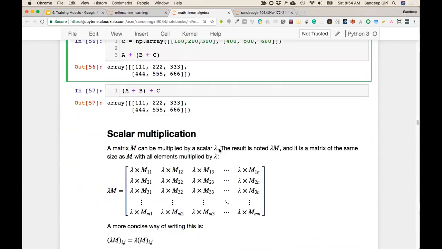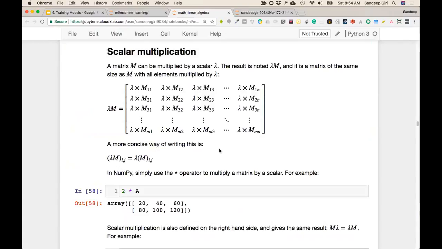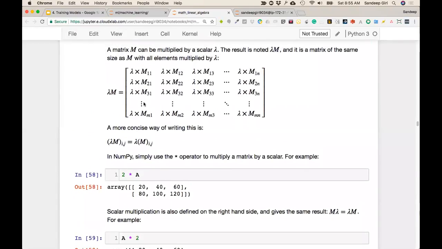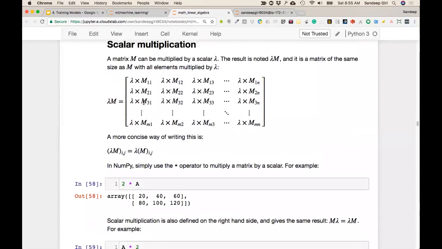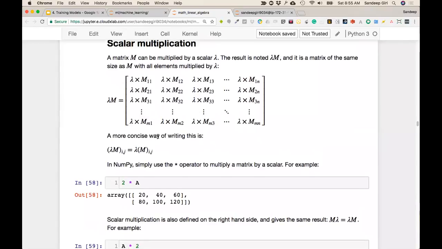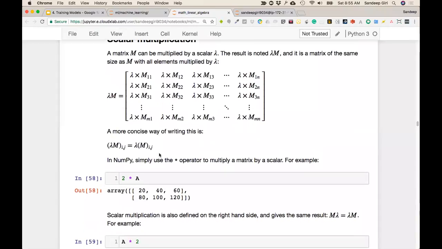All right. The next one is scalar multiplication. When you multiply a scalar value, or a single number, to a matrix, what happens? That scalar is multiplied to every element of the matrix. So scalar multiplication is extremely simple. We basically say lambda M equals lambda into m11, lambda into m21, and so on. All the elements have been multiplied with lambda.